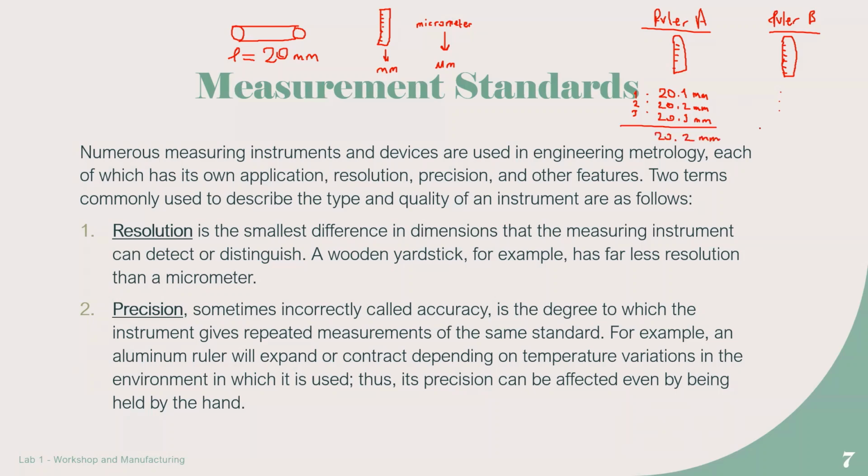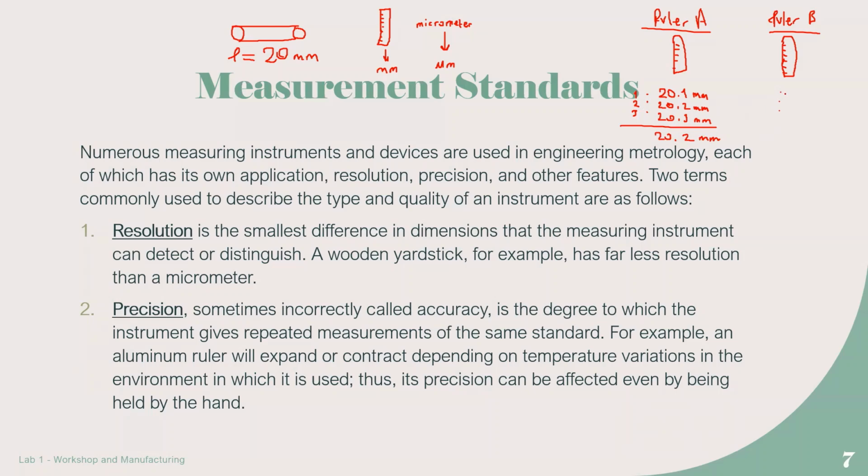So precision is, I made 3 measurements, and if those 3 measurements are really close to each other, that means my precision is high.